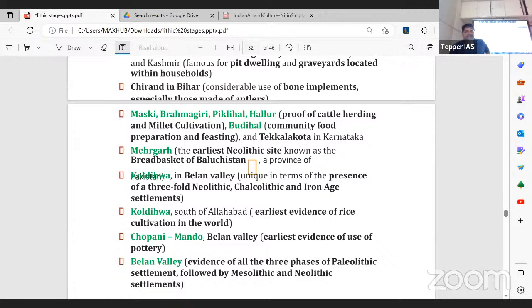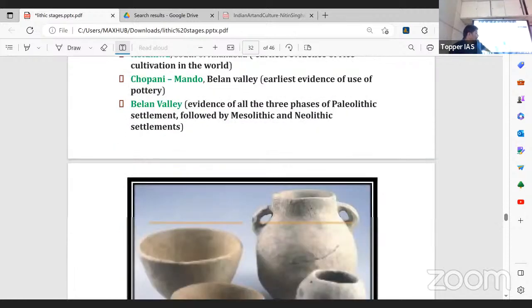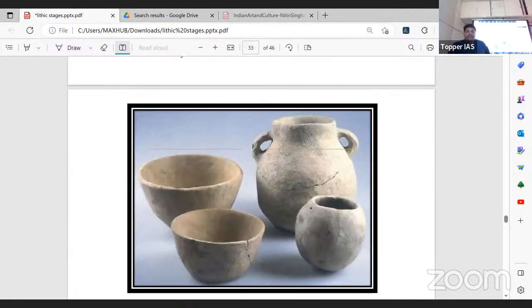Okay, and these are the different sites, right? So Burzahom, known for the burial where the dog is buried with its master. Gufkral, graveyard located within the house. Then Maski, Brahmagiri, Piklihal, Hallur, Tekkalakota in Karnataka. Then Mehrgarh, Koldihwa, Belan Valley. So these are the potteries, right? Devoid of any painting.